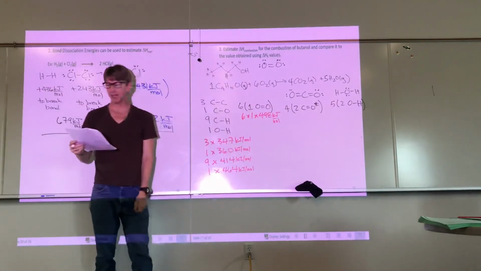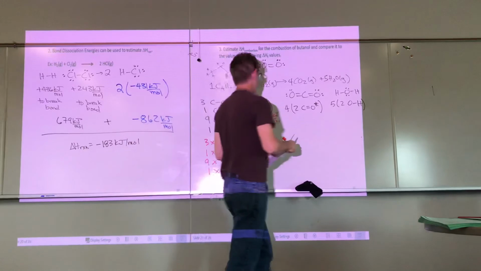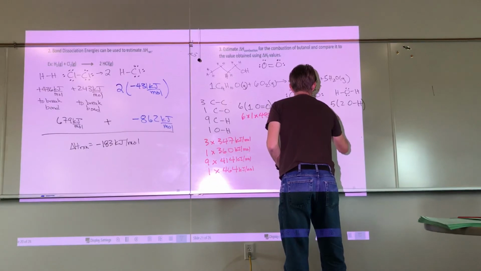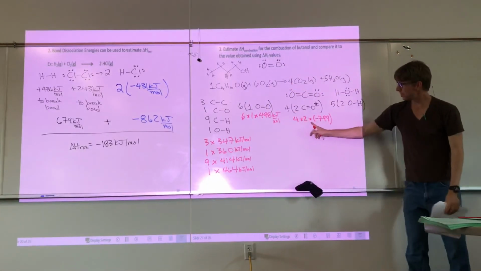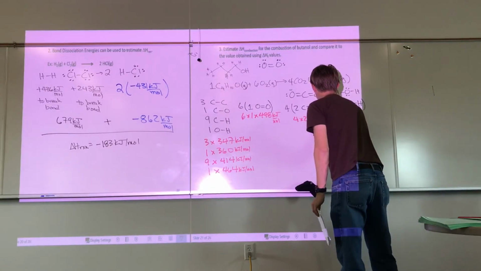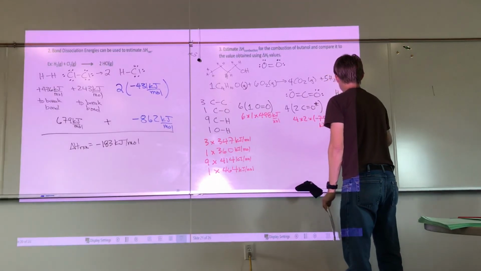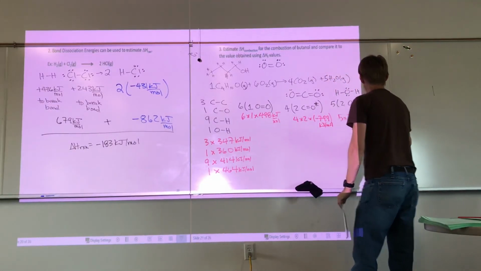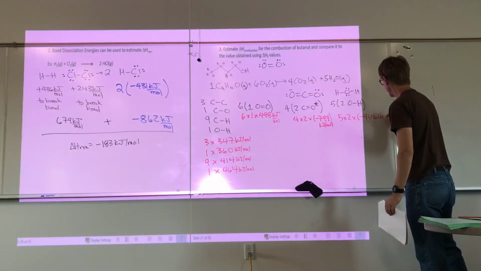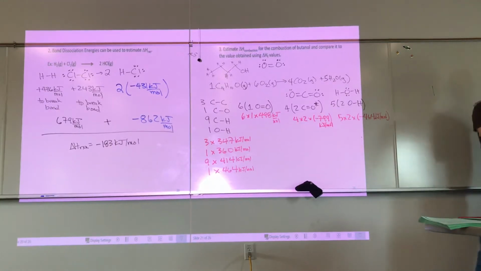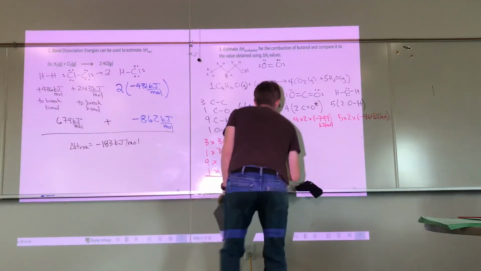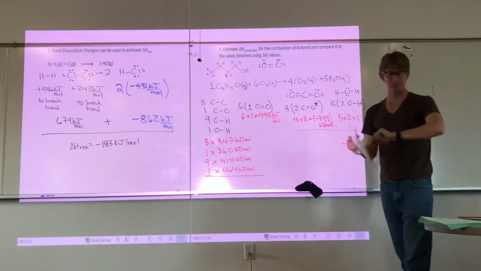6 times 1 times 498. Again, looking up all the numbers on the table. Four times 2 times minus 799 kilojoules per mole. That's carbon dioxide. Five times 2 times minus 464. We're almost done and we're almost out of time.